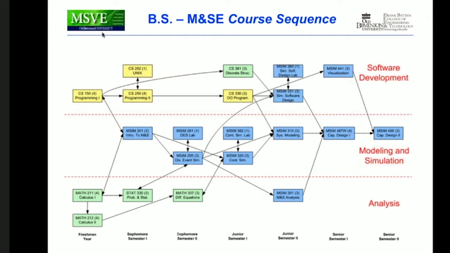And then, of course, the bottom row is analysis, which is a significant amount of math and statistics involved in building, analyzing, verifying, and validating these models. And of course, this is the only program in the world at the undergraduate level that's also ABET accredited. ABET is the Accreditation Board for Engineering and Technology.